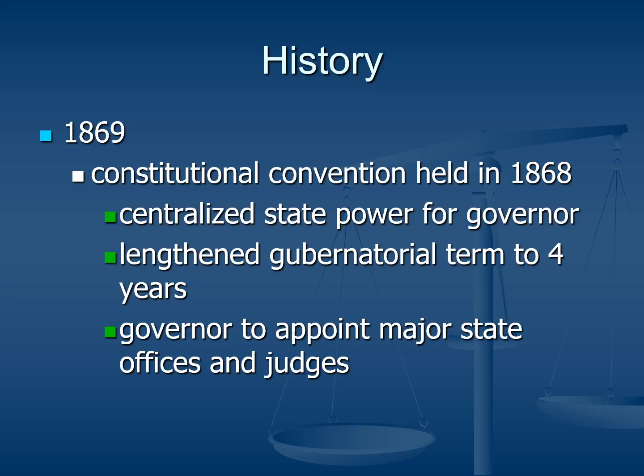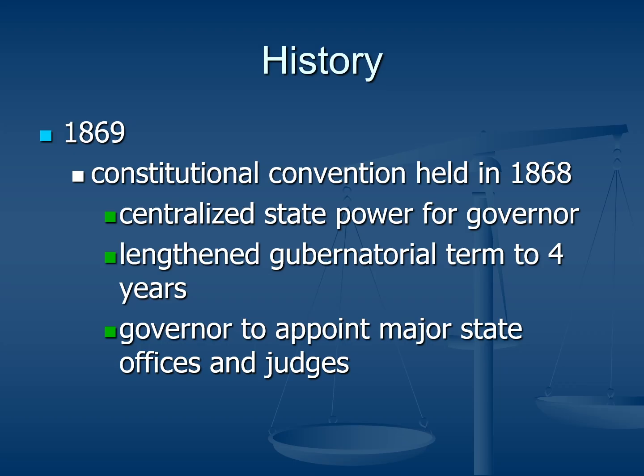Okay, the first one I want to talk about is the Constitution of 1869. The Constitutional Convention was held in 1868. What they were going to do with this particular Constitution was say, we want to have a lot of power coming from Austin, our state capital, and they were going to centralize that power in the executive office, in the office of the governor. And so they set it up so that the governor was going to have the ability to pretty much run the show in the state of Texas.